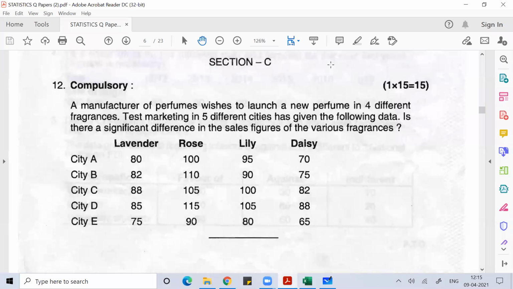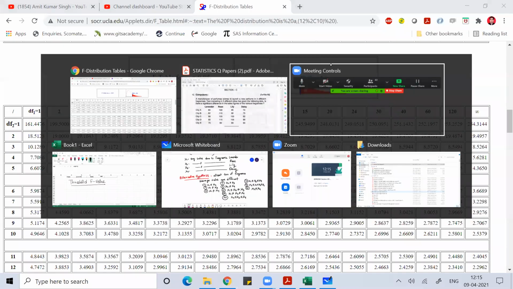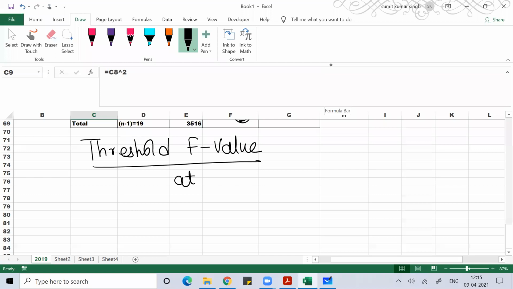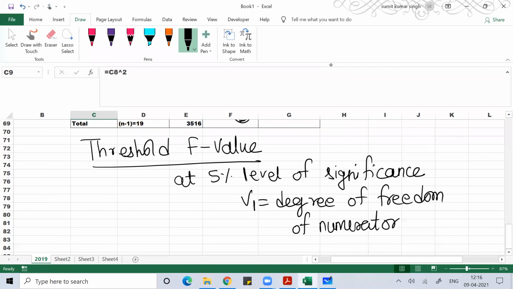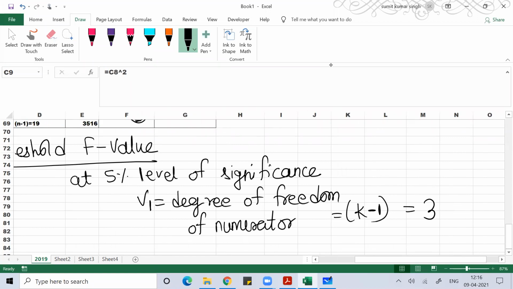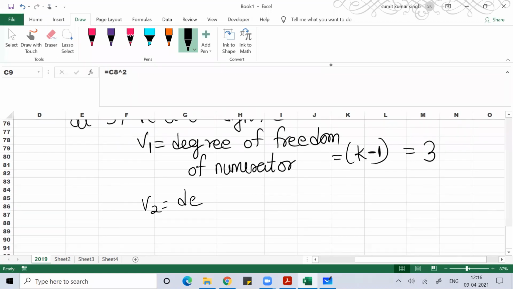Whenever we are performing the test of hypothesis, we need to see at what level of significance to do it. If nothing is given in the problem, we'll consider 5% level of significance. At 5% level of significance, how much is my degree of freedom of numerator? The formula for that is k minus 1. K was 4, so degree of freedom of numerator is 3. Okay, and then I'll find the degree of freedom of denominator.